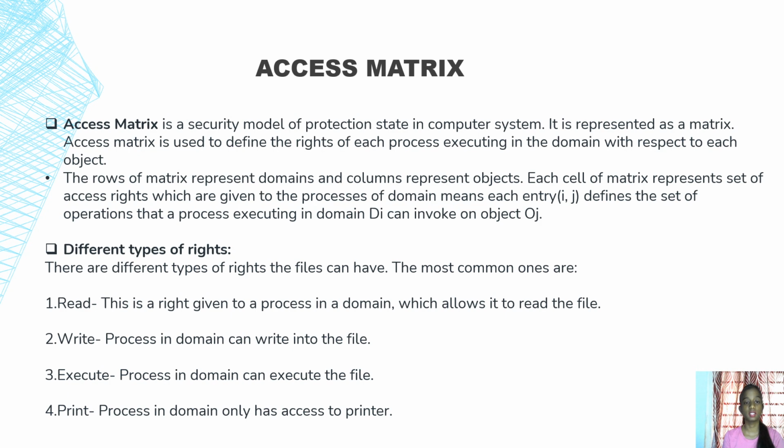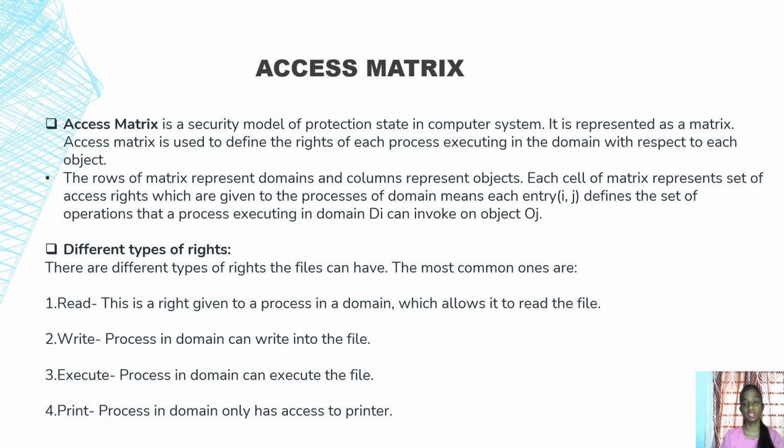Access matrix is a security model of protection state in computer system. It is represented as a matrix, and access matrix is used to define the rights of each process executing in the domain with respect to each object. The rows of the matrix represent the domains and the columns represent the objects. Each cell of the matrix represents a set of access rights which are given to the processes of the domain.